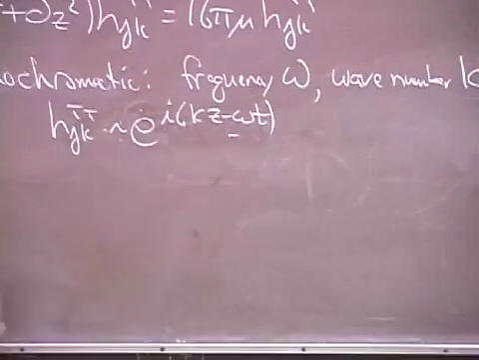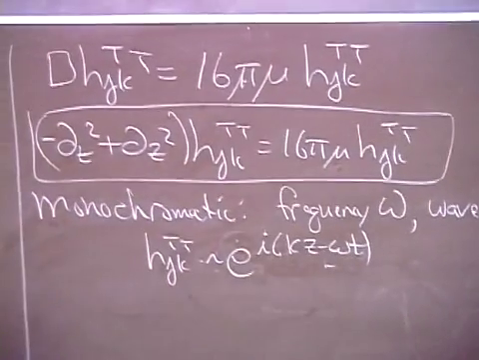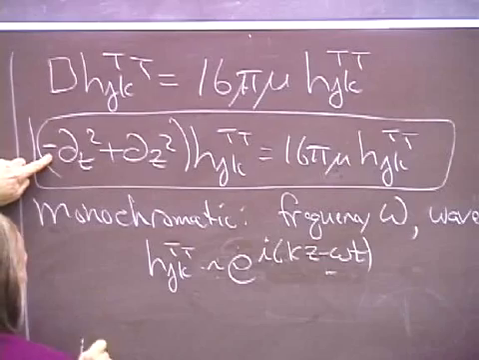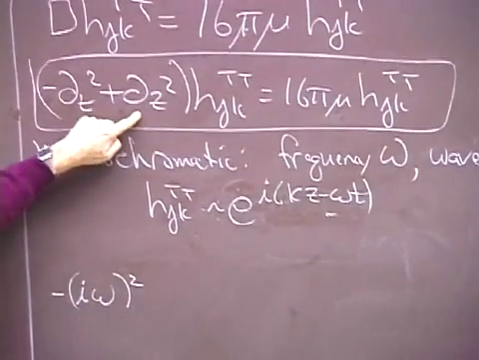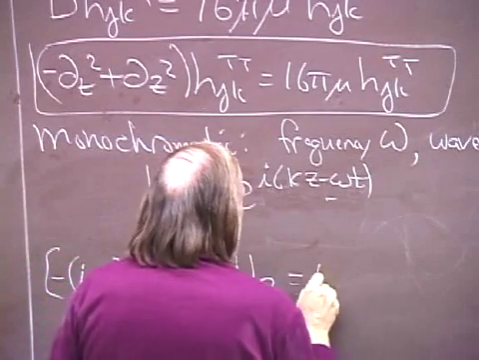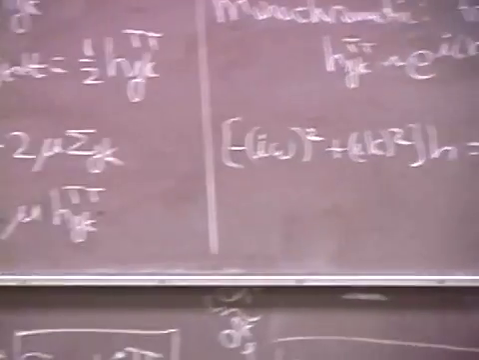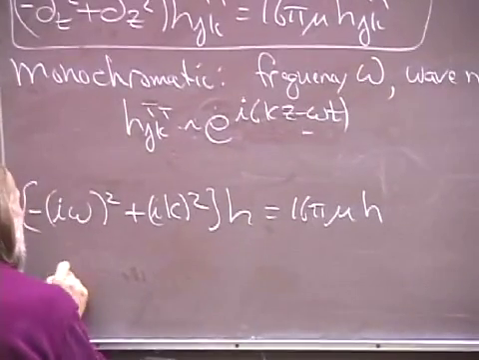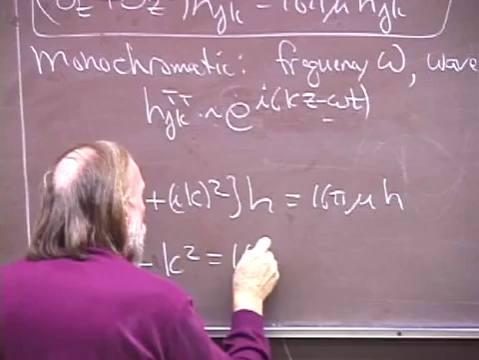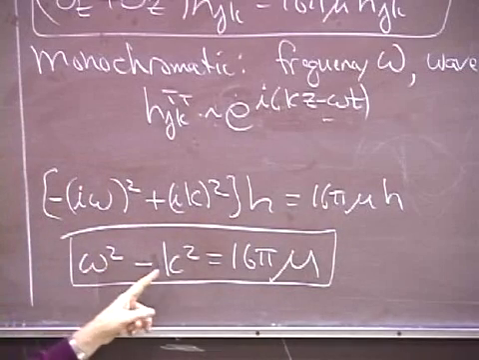So I can just feed this back into that wave equation where the influence of the elastic medium is on the right-hand side. And when I feed it back in, this minus dt squared will give me an i omega squared with a minus sign. The plus dz squared will give me an ik squared times the h is 16 pi mu times the h. And so this gives me what we call a dispersion relation, a relationship between the frequency and the wave number for these monochromatic waves that says omega squared, because i squared is minus 1, minus k squared is 16 pi mu. So that is the relationship between their frequency and their wave number.